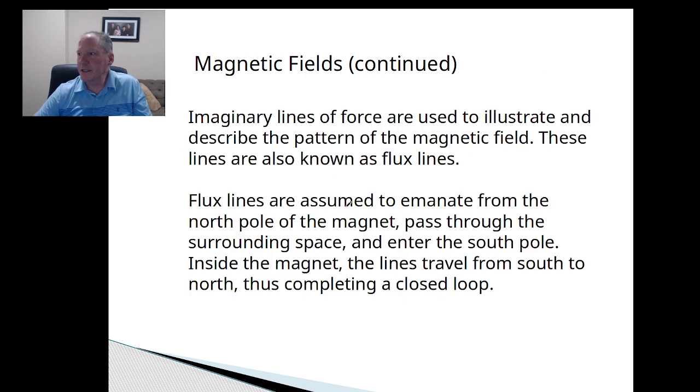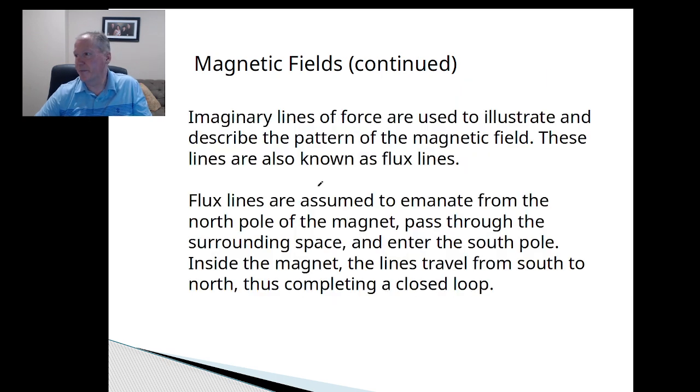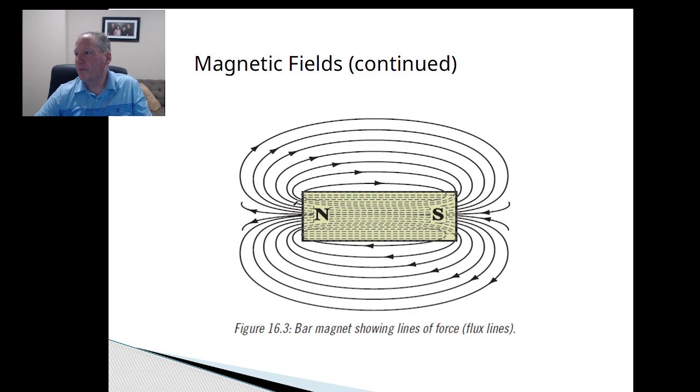Now, flux lines are assumed to go from the North Pole through the space around, then come into the South Pole. And inside the magnet, the lines travel from south to north, thus completing the loop. So really what that's saying is, it starts at north, it goes around, and then it comes here and completes the loop, and it just keeps circling. And that's magnetism. All right. So here you can see them coming out of the north and going into the south and so forth.